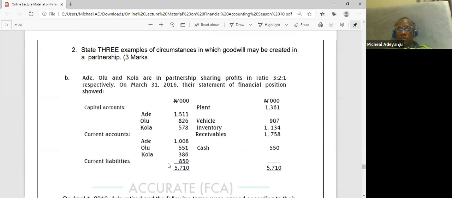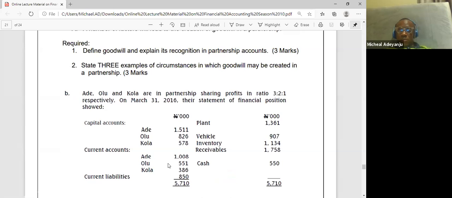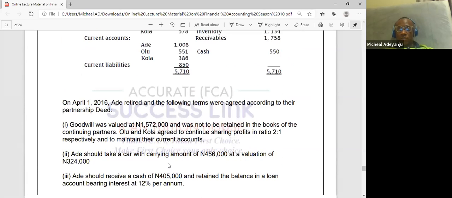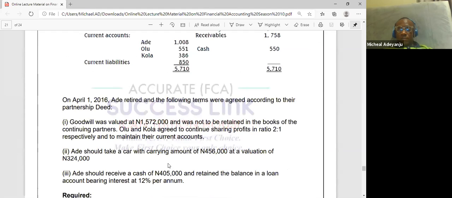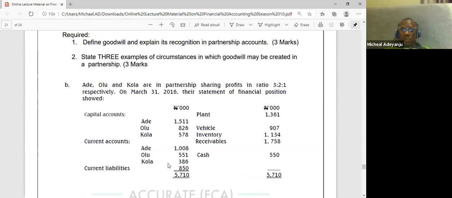So we also have another illustration, Ade, Olu, and Kola illustration. Can we look into this? Okay. Sorry. Ade, Olu and Kola are in partnership sharing profits 3:2:1 respectively. On March 31st, 2016, their statement of financial position showed this amount.